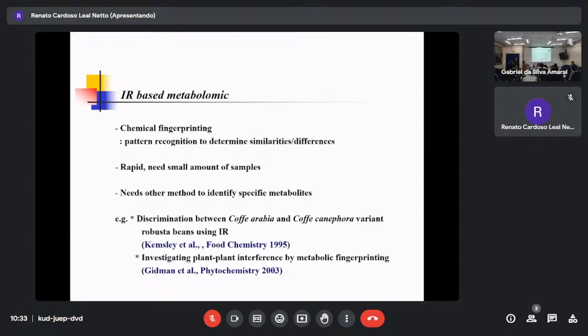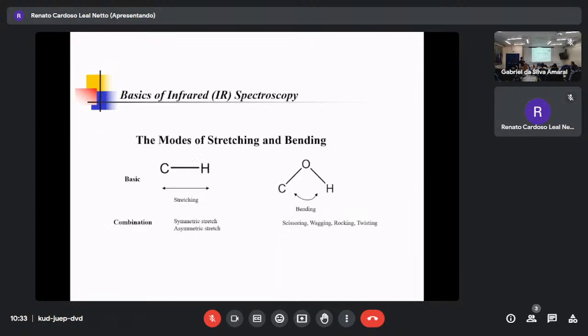Then just a few seconds of higher spectrum is good. Yeah, and the best well-known example is discrimination between coffee Arabica and coffee Canephora. I don't know which coffee it is, but Robusta and Arabica are also discriminated very well. And the investigation plan is based on the metabolic fingerprint, whether they are safe or not. This is just a matter of that.